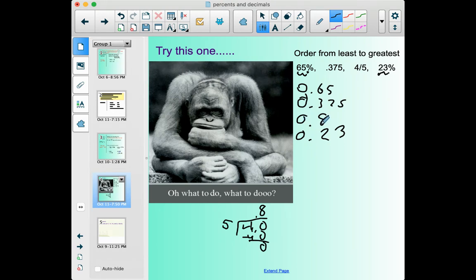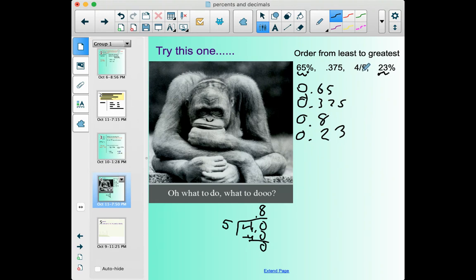If I go to the next place, the tenths place, I got a 6, a 3, an 8, and a 2. All right, so that's nice. All 4 of these are different. If any of these were tied, I'd go on to the next decimal place for the tiebreaker. But these are all different, so I can tell just by looking at the tenths place which is smallest. The smallest here is the 2, so that means 0.23 is the smallest.